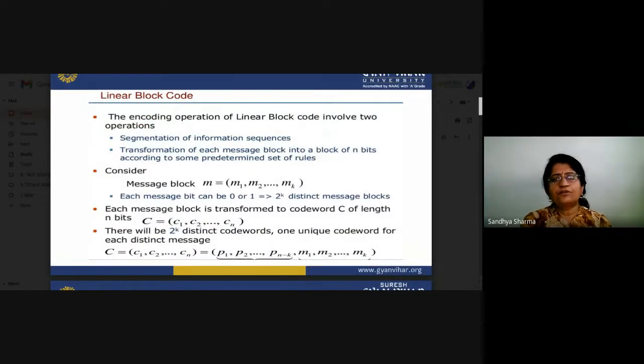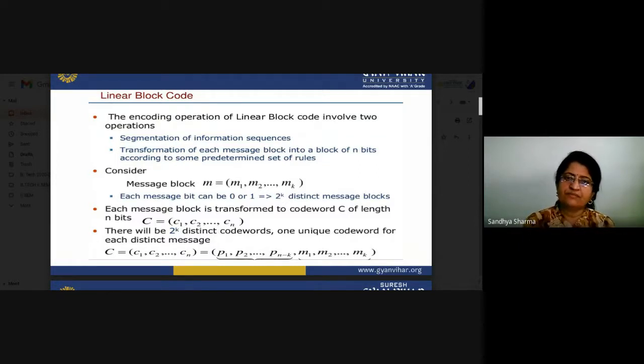The encoding operation of a linear block code involves basically two operations: segmentation of information sequences, and transformation of each message block into a block of n bits according to some predetermined set of rules. So each message block will be converted into an n-bit code word. If you have k bits, there are 2 raised to power k possibilities, and each message will be converted into a code word.